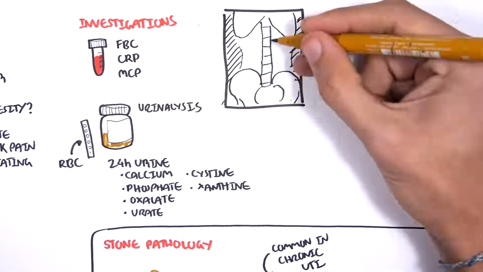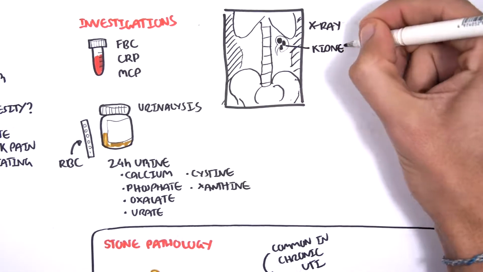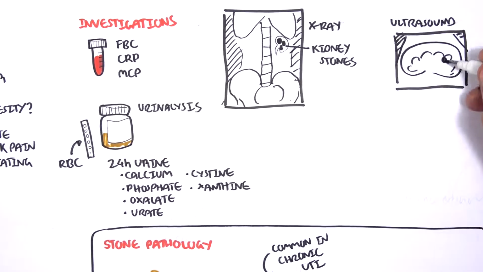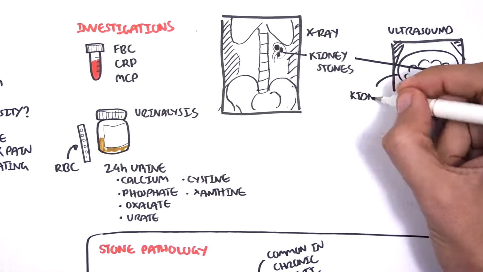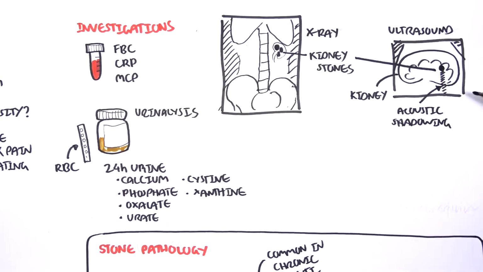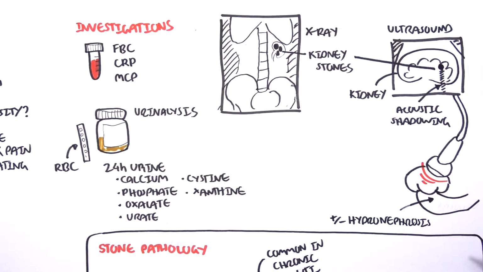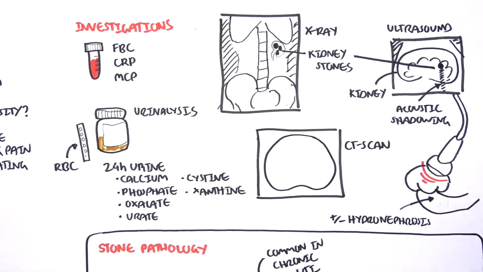X-ray can be performed to detect a kidney stone. An ultrasound can also detect a kidney stone. A kidney stone on ultrasound may show acoustic shadowing. Ultrasound may also reveal hydronephrosis if the obstruction is within the ureter, causing backflow of urine, which will dilate the ureter proximally. Finally, a CT scan can also be used, which can show kidney stones.